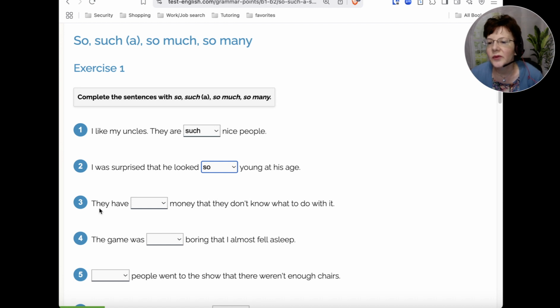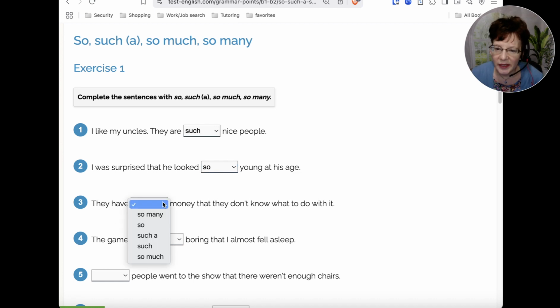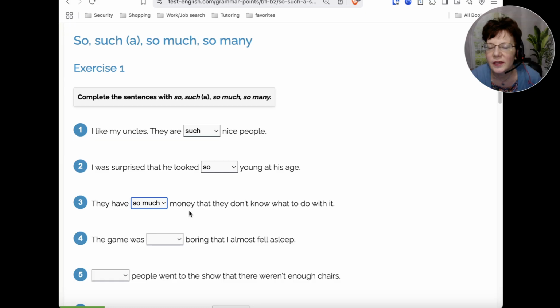All right, number 3, they have... money that they don't know what to do with it. Okay, so many, you can see the same choices here basically. So which one is the best? All right, so if you chose the last one, so much, that would be correct. It goes before an uncountable noun.